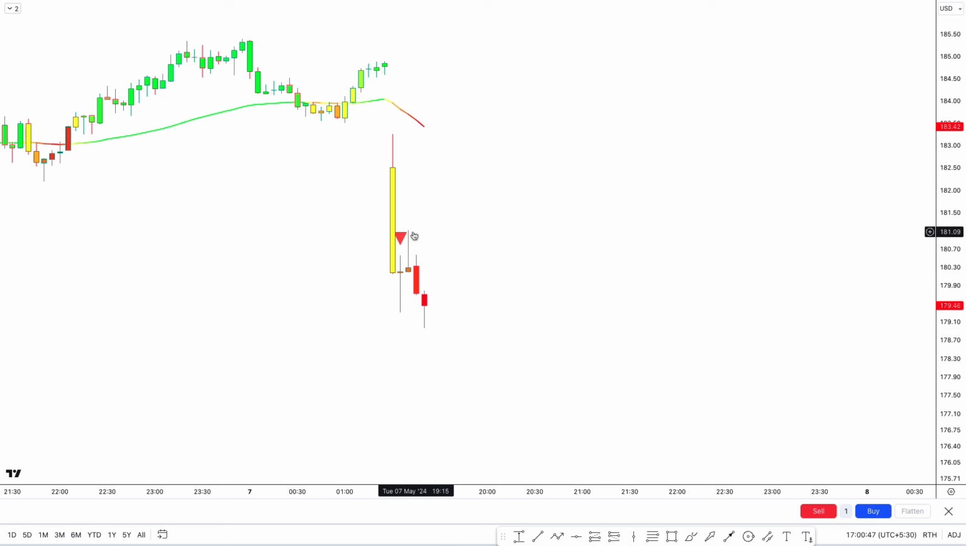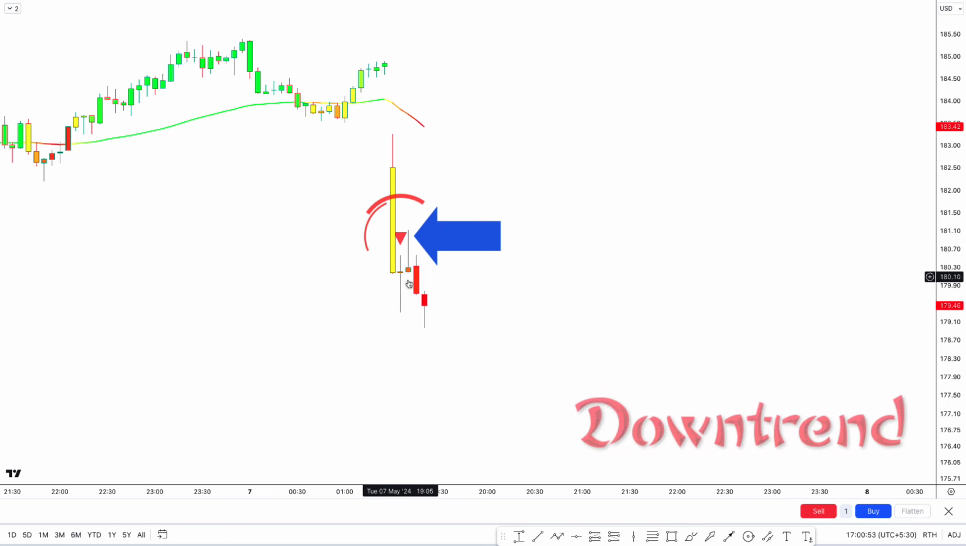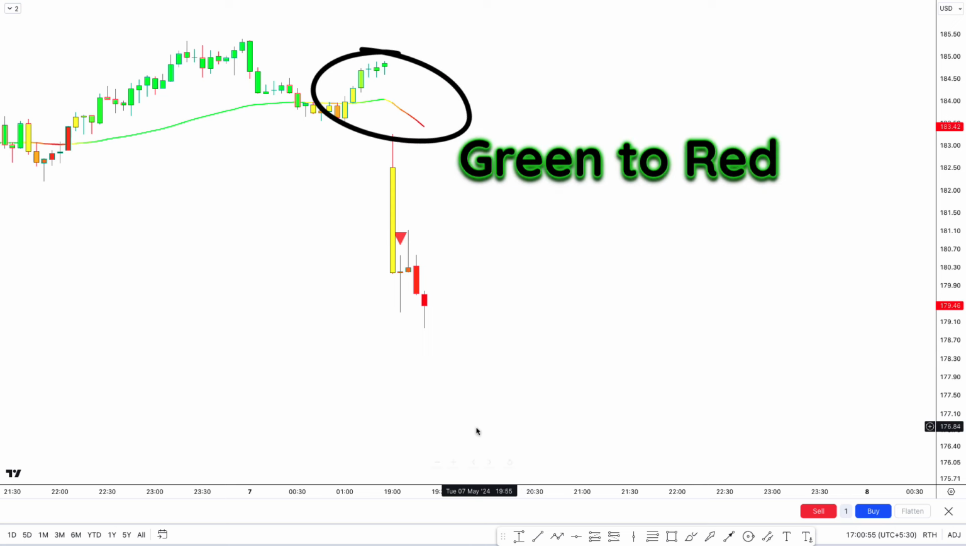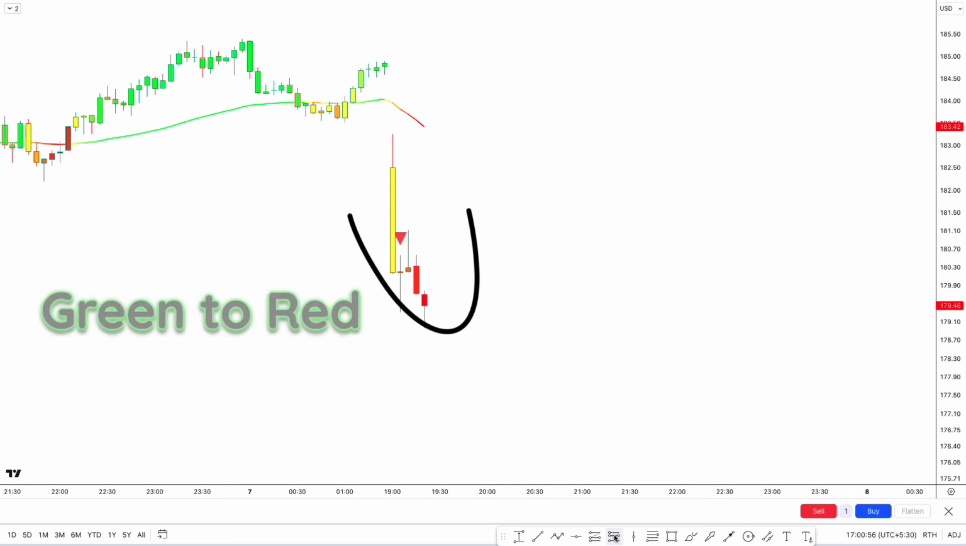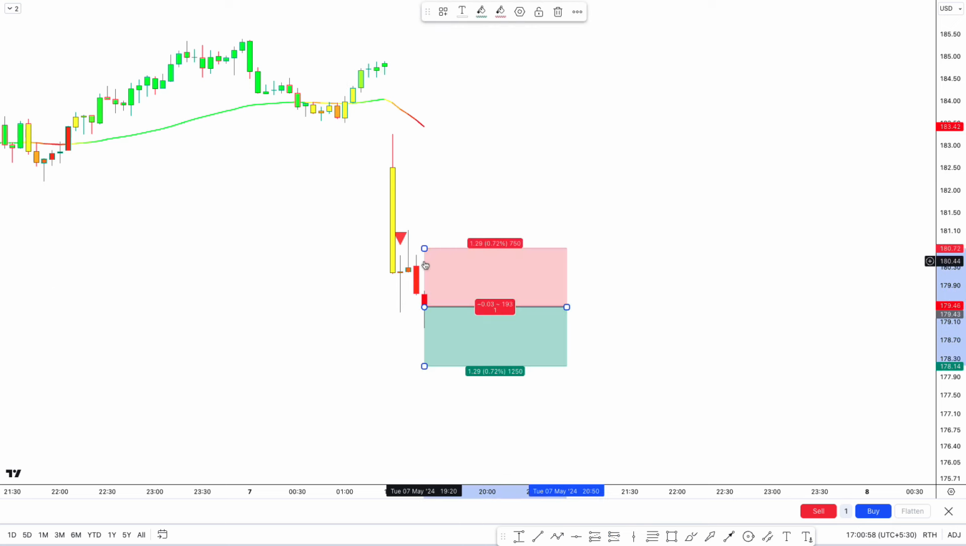We can see here we got a sell signal. First, look at the Jack's beginner strategy indicator: it gives a sell signal and is in a downtrend in the short term. Now if we look at the second indicator, the color of the MA line has changed from green to red and the color of the candles is also red. And for last confirmation, there should be a candle turning from green to red here. If this condition is fulfilled, then we will place a sell order.